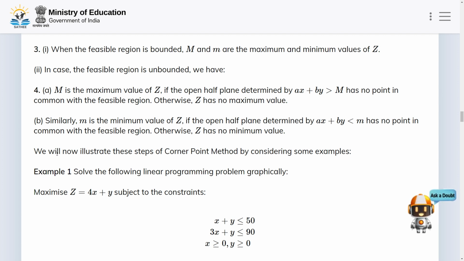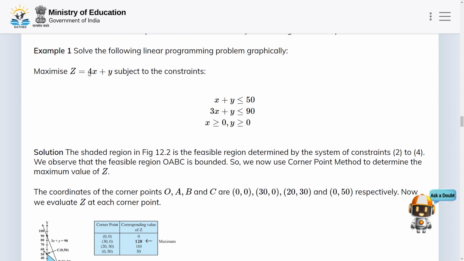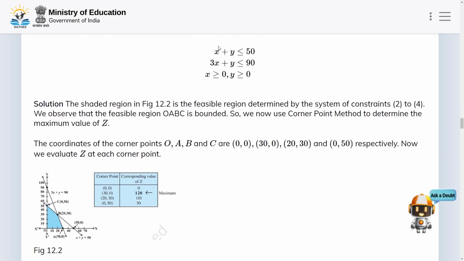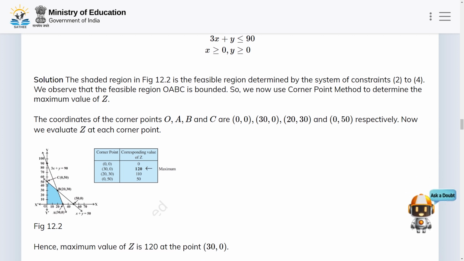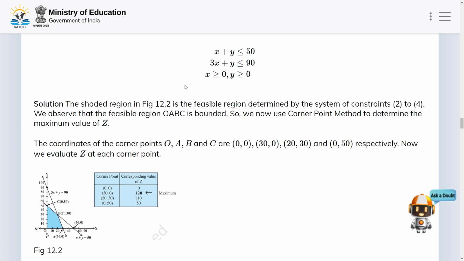We will now illustrate the corner point method with some examples. Let's see example 1. Solve the following linear programming problem graphically. Maximize this objective function subject to the constraints x plus y less than or equal to 50, 3x plus y less than or equal to 90, and x and y both non-negative. If you shade the feasible region, you will have this. You can easily draw this graph for these inequalities; we have already seen this in previous classes.